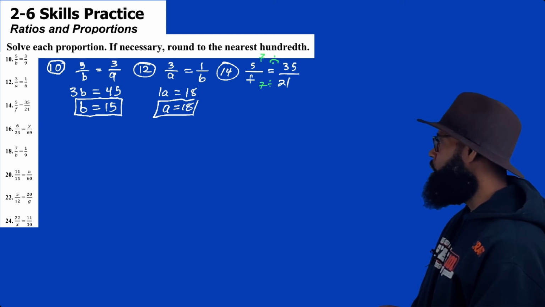Because that's what we're doing. We're going to divide 35 by 7. So we're going to divide 21 by 7. And I can tell you that that is 3, therefore F equals 3.